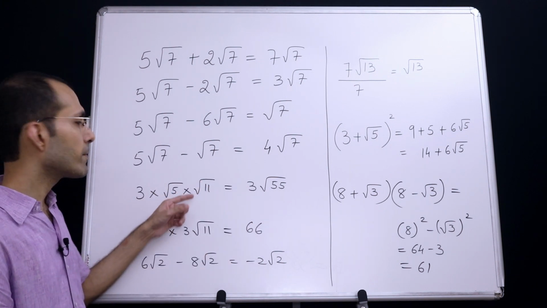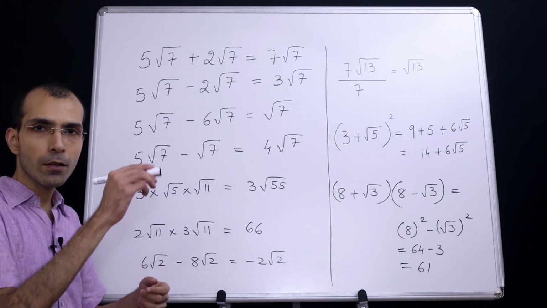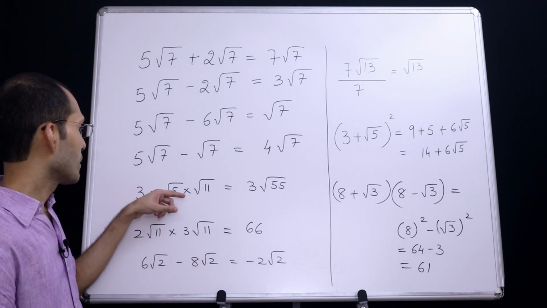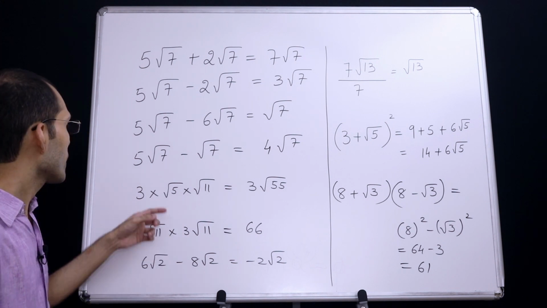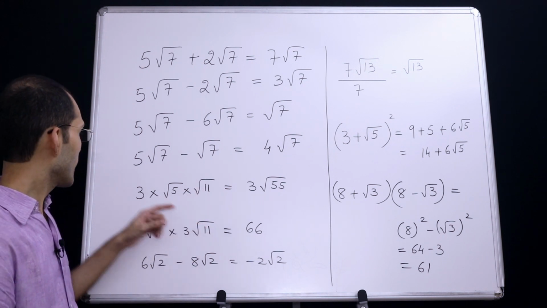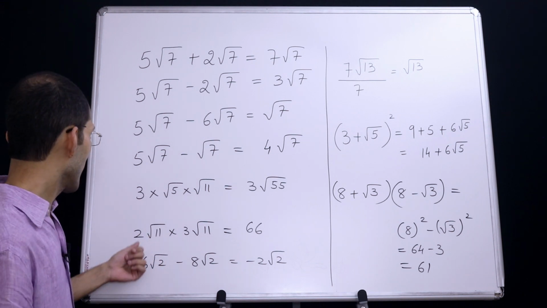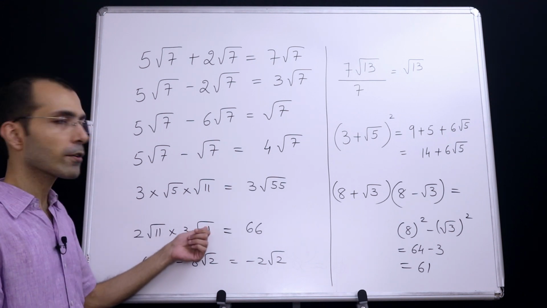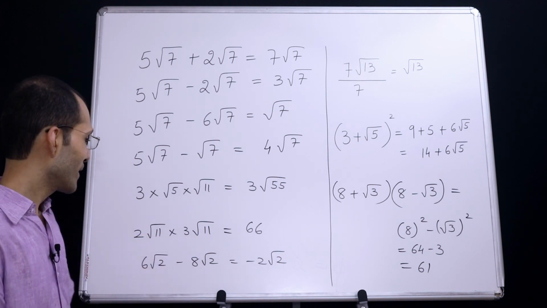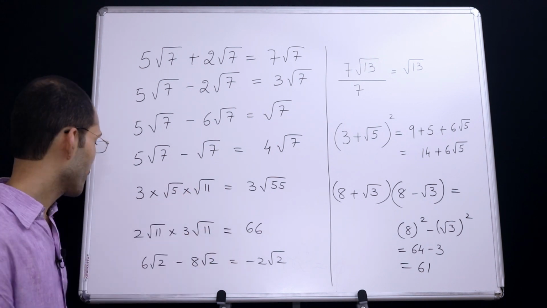3 into root 5 into root 11. Now root 5 into root 11 will be root of 5 into 11. You can fuse the square roots when there is a multiplication or division sign. So root 5 into root 11 will be root of 55 into 3. So that becomes 3 root 55. Now 2 root 11 into 3 root 11. Root 11 into root 11 will be 11. Into 3, 33. Into 2, 66.